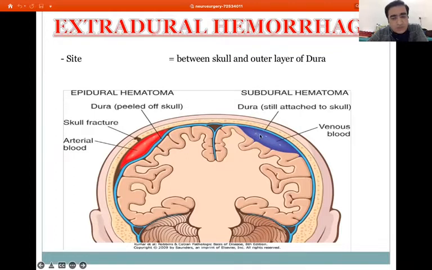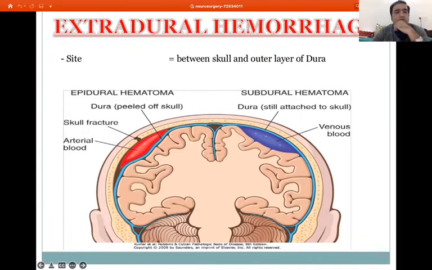And these are subdural hematomas, where the hematoma is situated beneath the dura, in between the dura and the arachnoid layer. The arachnoid layer is a very thin layer in which the blood vessels of the brain sit. So the first one is the extradural hemorrhage.